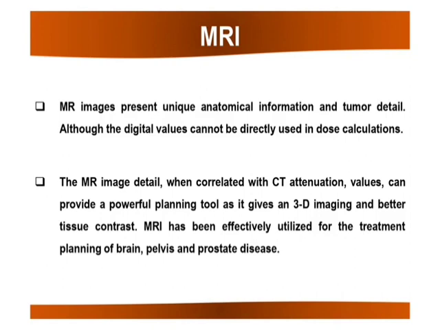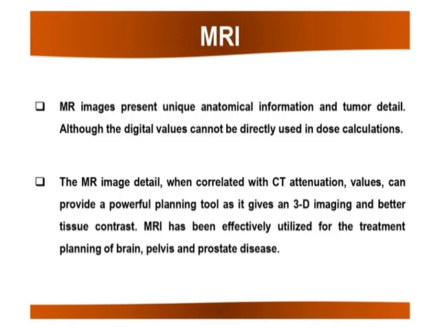PET may be, MRI may be like this. So MRI images present unique anatomical information of tumor detail, though the digital value cannot be directly used for dose calculation, which I have already clarified. The MRI image detail correlated with CT attenuation value can provide a powerful planning tool as it gives 3D imaging and better tissue contrast. MRI has been effectively utilized for the treatment planning of brain, pelvic and prostate disease. As the development of high-speed scanners takes place, utility of MRI planning of head and neck, thorax and abdomen is evolving very rapidly.